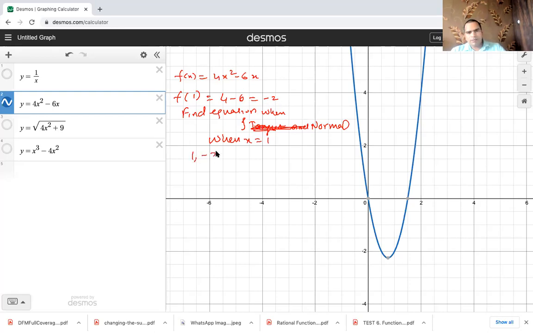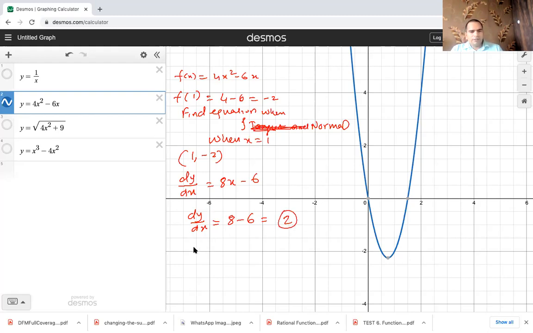So the coordinate at which I'm drawing the tangent is basically (1, -2). Next, I have to find its equation for the normal. Now you do dy by dx, which is going to be 8x minus 6. Now plug x coordinate as 1 here. So dy by dx will be 8 minus 6, which is 2. So the slope that you get is 2.